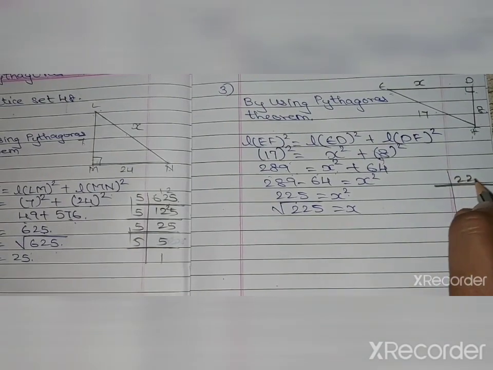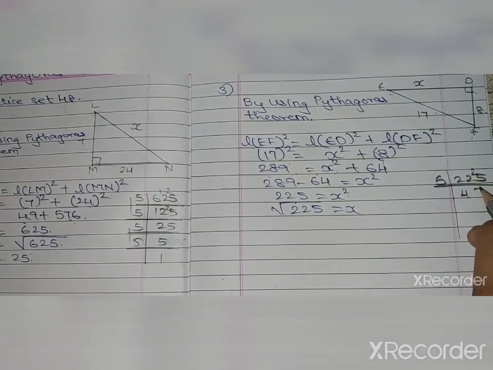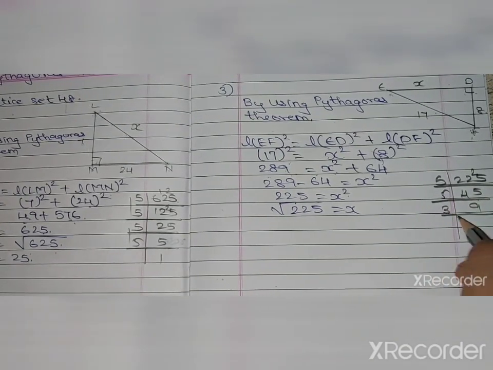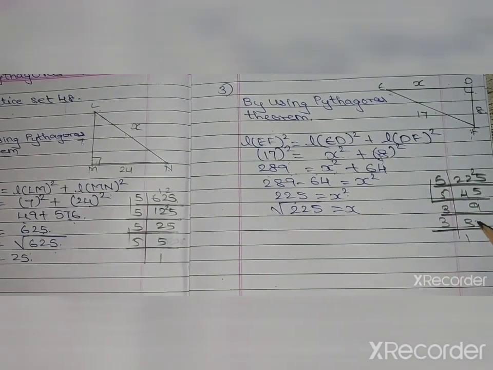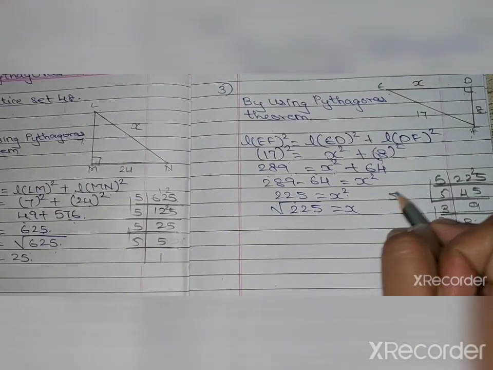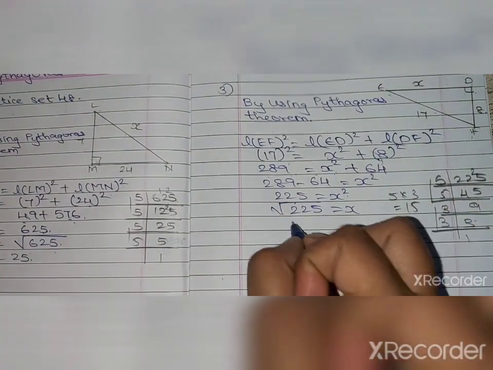So 225. 5 4s are 20. 5 5s are 25. 5 9s are 45. 3 3s are 9. 3 1s are 3. Take two numbers, make one pair. So 5 multiplied by 3 will become 15. So X equal to is how much? 15.